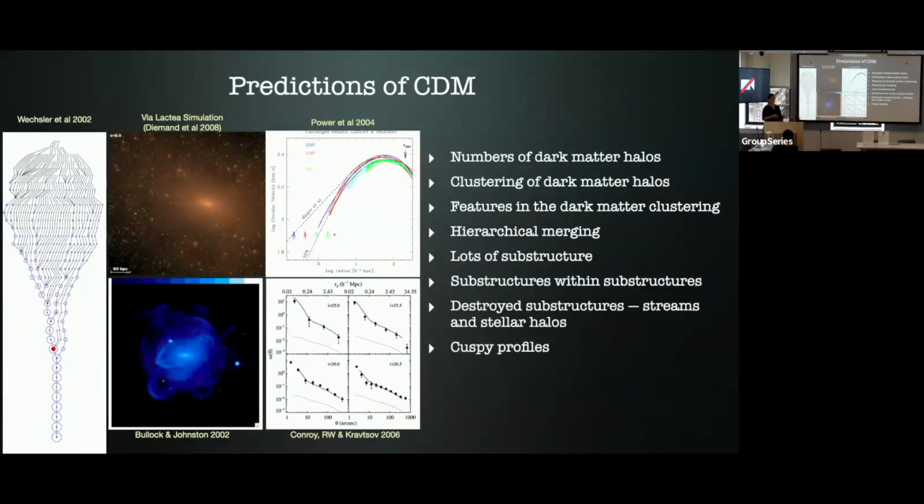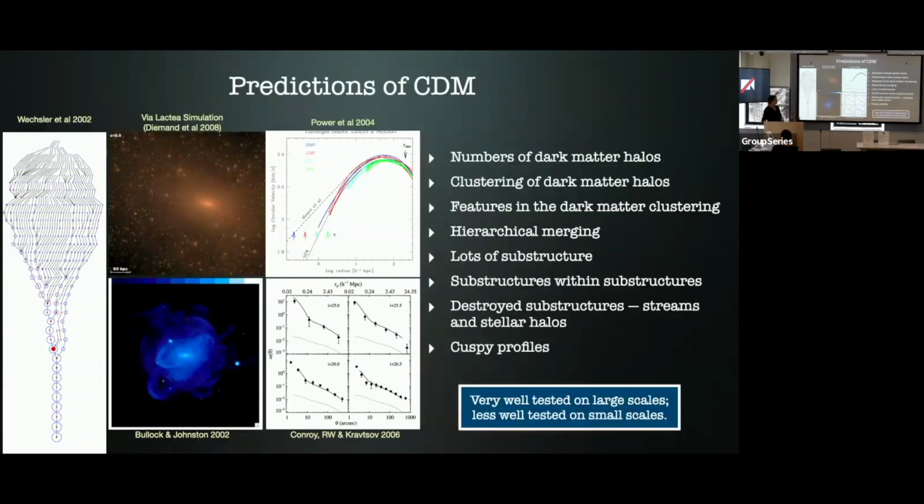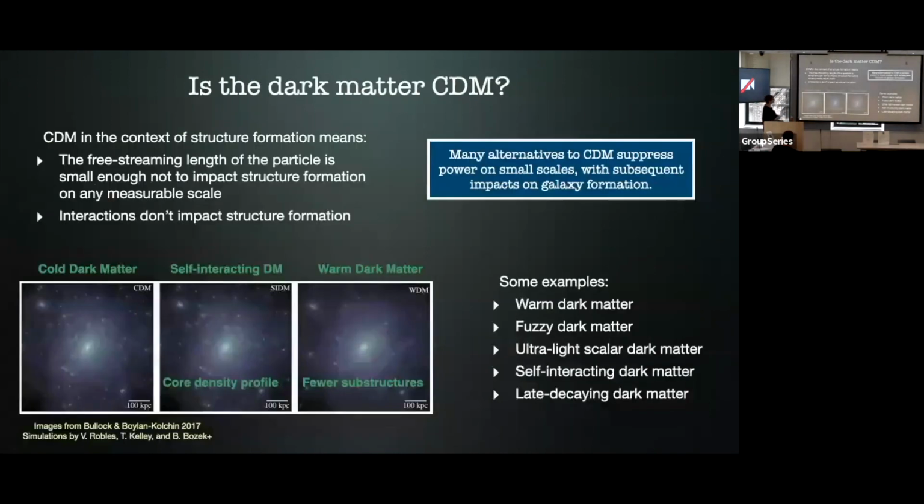You get a very robust prediction of hierarchical merging that tells you that there's lots of substructure, and substructures within substructures, and also destroyed substructures that give you streams. And we know something about the shapes of these profiles. And these predictions are really well tested by now on large scales, but they're much less well tested on small scales. And there's lots of different things that could, in principle, happen on small scales. So when we ask this question, is the dark matter cold dark matter, from the structure formation point of view, CDM is always an approximation, okay?